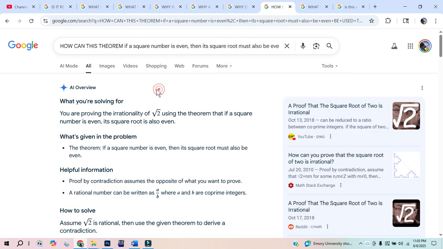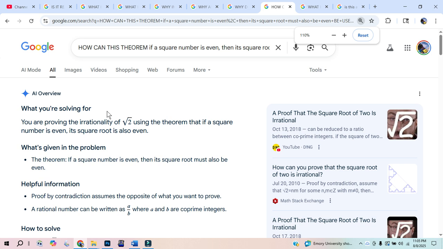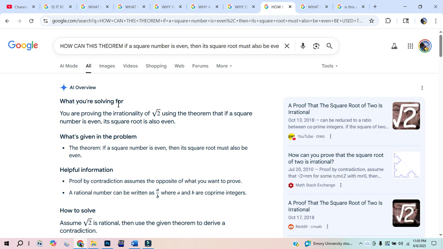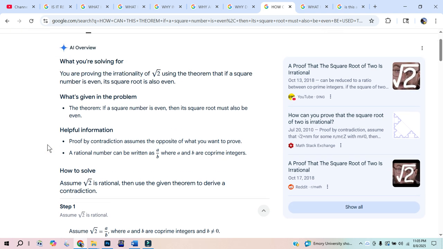So let's go over it. I think I can do this. I just read it, but what we are trying to do, maybe get this a little bit bigger. Now we're going to go back to this. What you're solving for: you are proving the irrationality of the square root of 2 using the theorem that if a square number is even, then its square root is also even. And that's where I'm looking at this 2 as a square number, maybe. I don't know. I just look at the number 2 and it looks like it's even. So I must just be confusing something. So let's dive in.